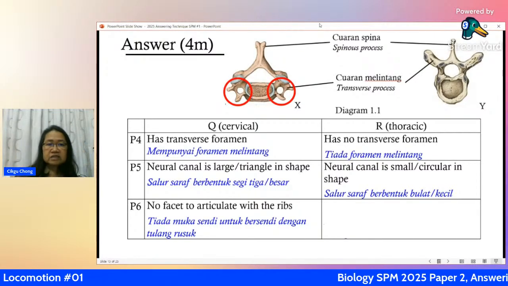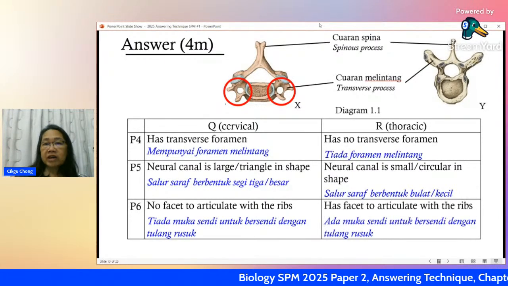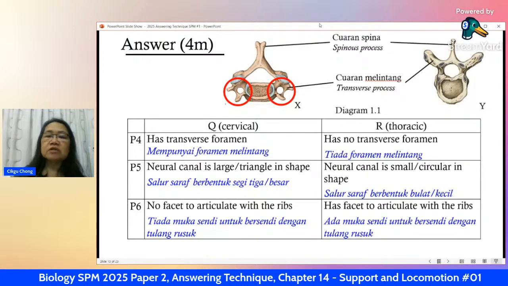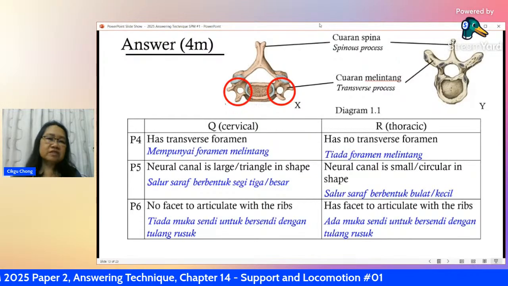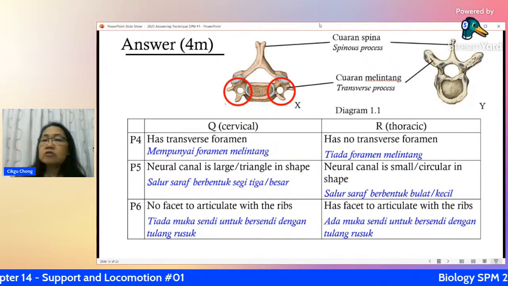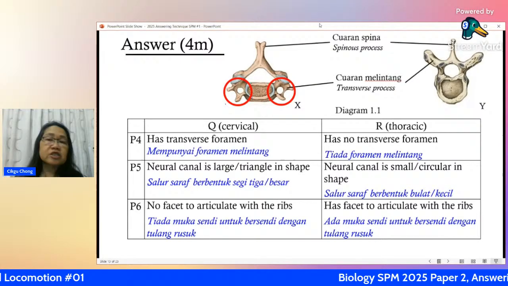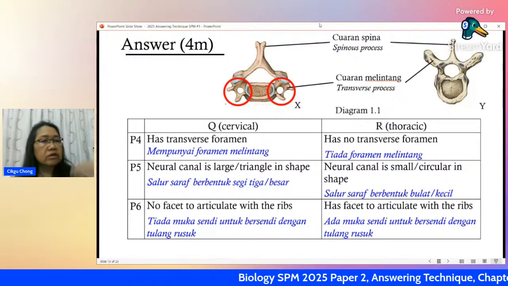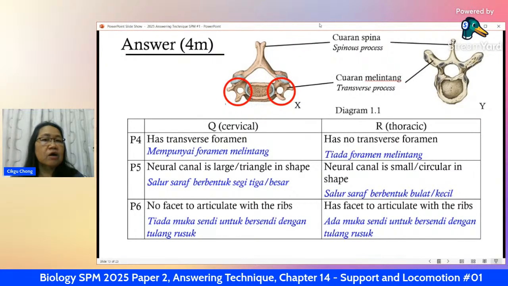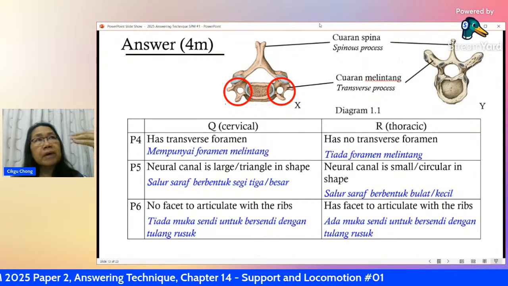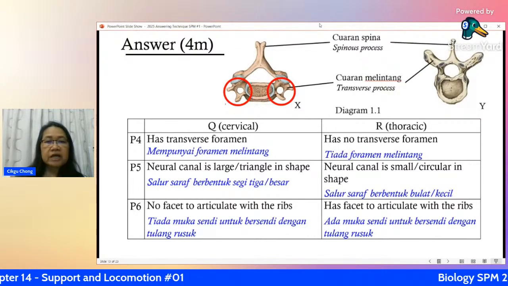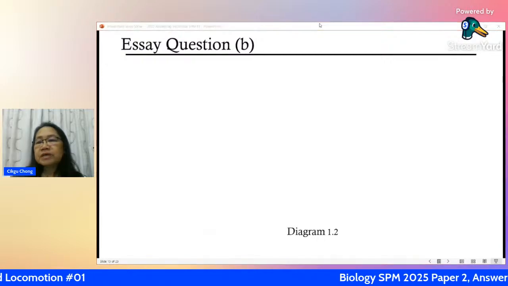Okay, there's no facet to articulate with the ribs, while for the thoracic vertebrae, it has facet to articulate with the ribs. Okay, so all these are the main and the major differences between these two. So remember how to answer this, because sometimes they can change any one of these bones. Now they ask you to compare your cervical and your lumbar. Also use the same method. Or they ask you to compare the thoracic and the lumbar. Also can. Okay, so remember your facts. Okay, question B. Let's go on to question B.